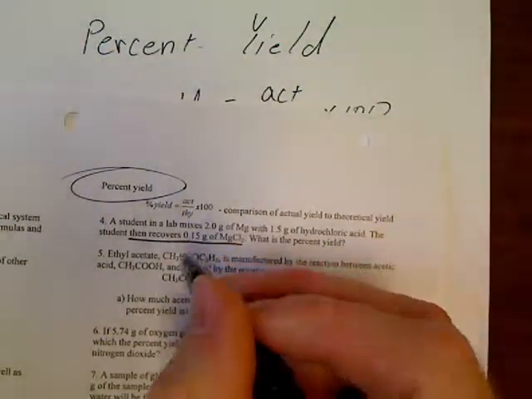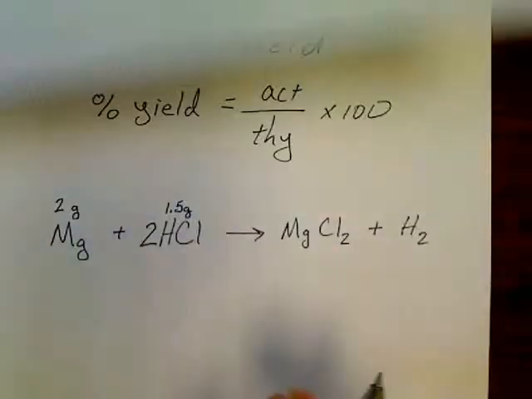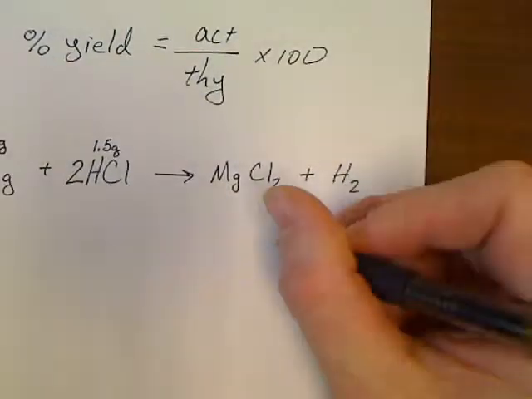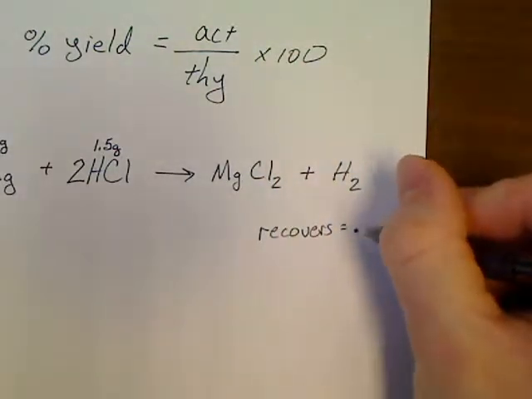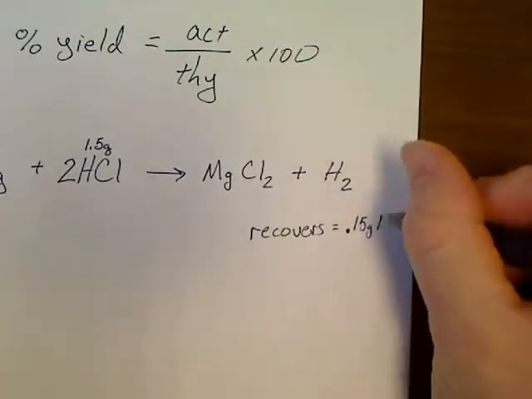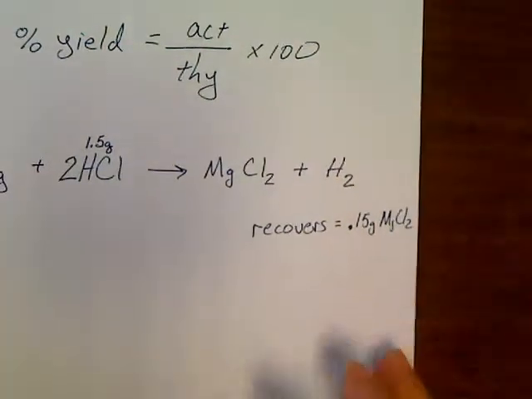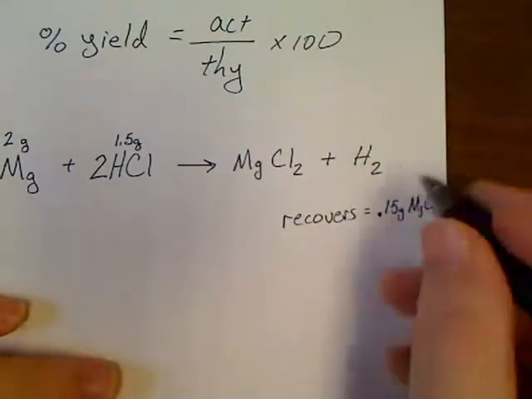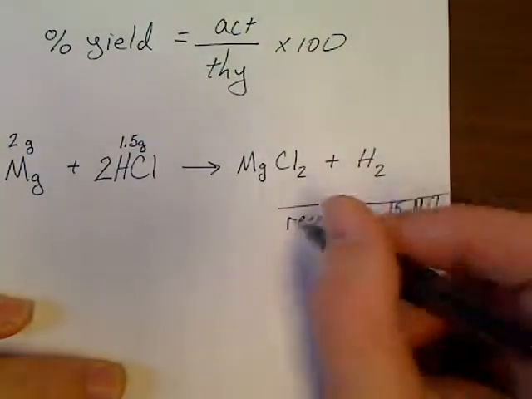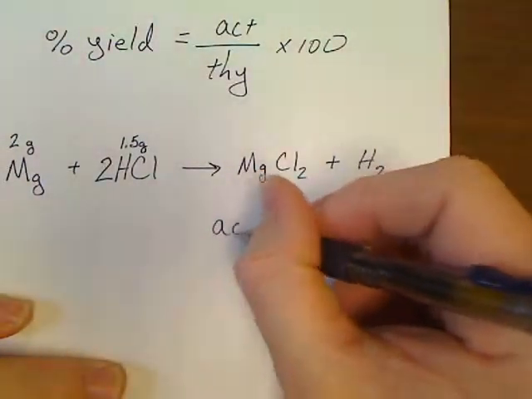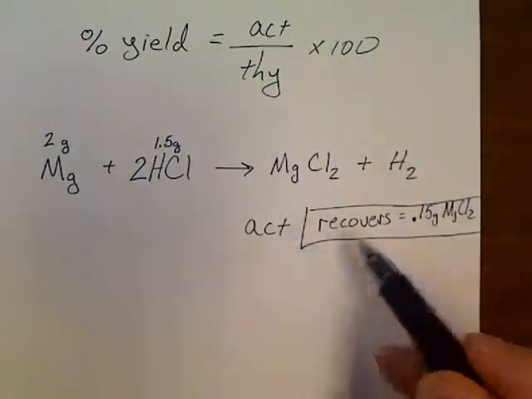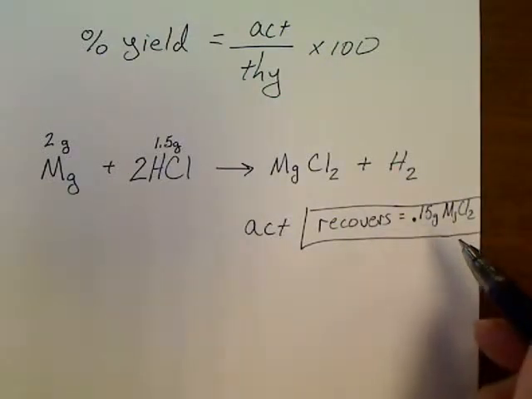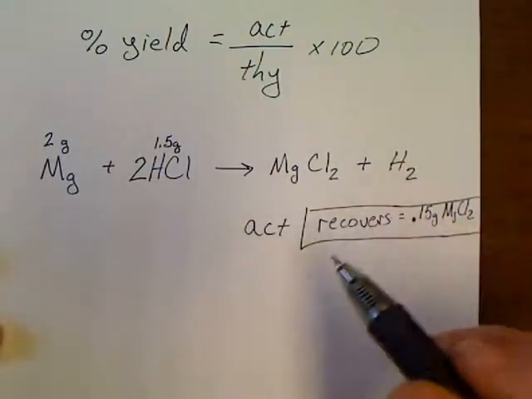So this problem says, keywords, I'm going to write it off to the side here: student recovers 0.15 grams MgCl2. Here's what this problem is telling you. This part where it says recovers, that's telling you the actual. That's what this student actually got in lab, 0.15 grams of MgCl2. So that is your actual yield.